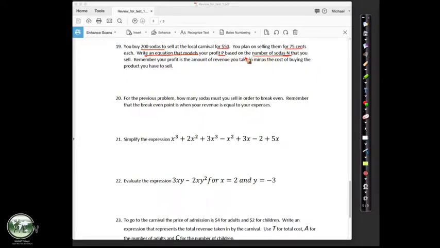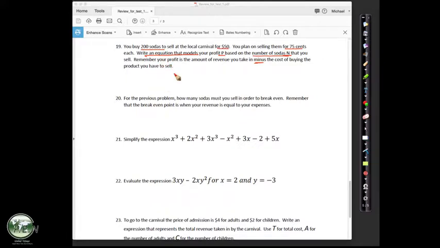That you sell. And then they give us this thing. Remember, your profit is the amount of revenue you take in minus the cost of buying the product you have to sell. So that's a very important thing. What's our revenue? Well, you plan on selling them for 75 cents each.